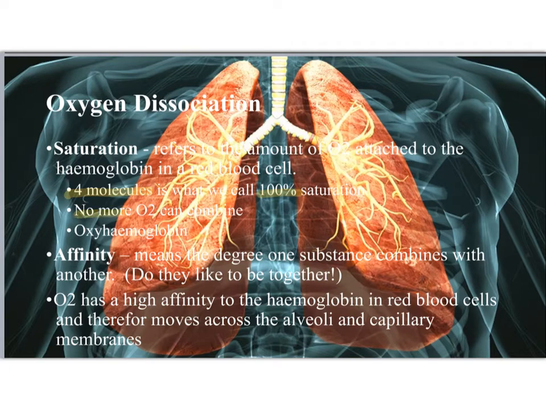When the oxygen is combined with a hemoglobin, whether it be 1 molecule or all 4, we call it oxyhemoglobin. That means that the hemoglobin or the red blood cell is oxygenated. Affinity means the degree one substance combines with the other, so how much they like to be together. And oxygen has a high affinity to hemoglobin in the red blood cells, and that's one of the reasons why it will move across from the alveoli, so the lungs, to the capillary, where it will find the hemoglobin.